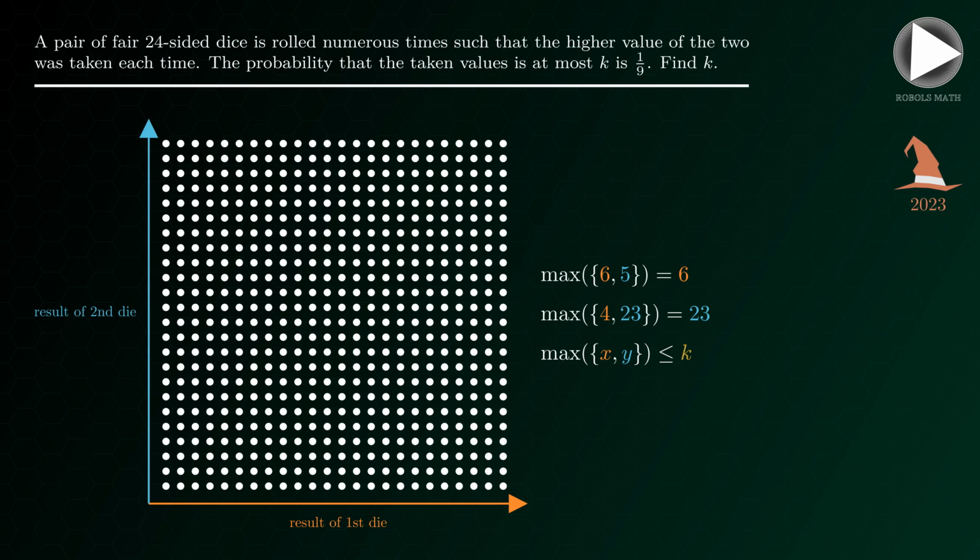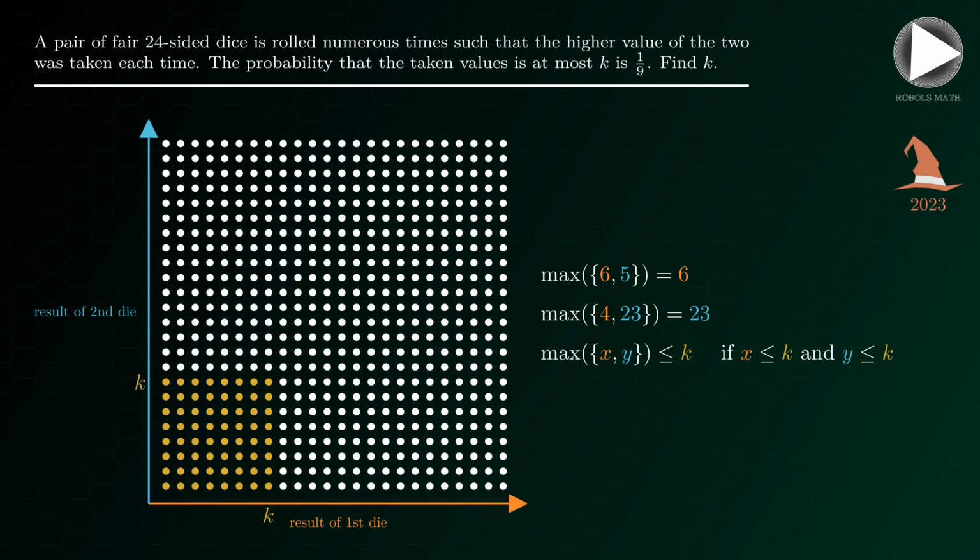Since the maximum is at most k, then both x and y must also be less than or equal to k. So all points whose x and y coordinates are less than or equal to k satisfy the given constraint. Visually, we represent all those points by the golden region shown. Basically, we have a k by k grid of points, which gives a total of k squared points.